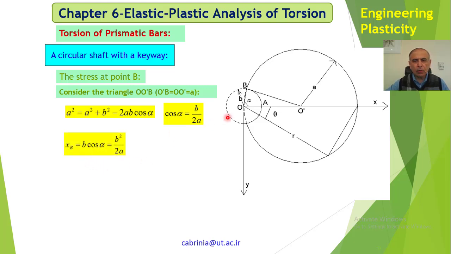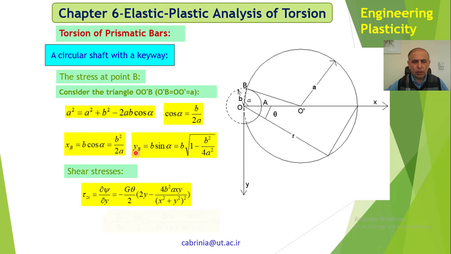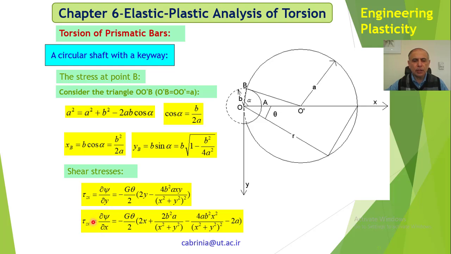And then the coordinates of point B, because we want the stress at point B. The x coordinate of B is b cos alpha, which is b squared over 2a. And similarly, the y coordinate of B is b sine alpha, which is b root 1 minus b squared over 4a squared. Therefore, these were the shear stress equations. So here we put for x and y the computed values at the point B.